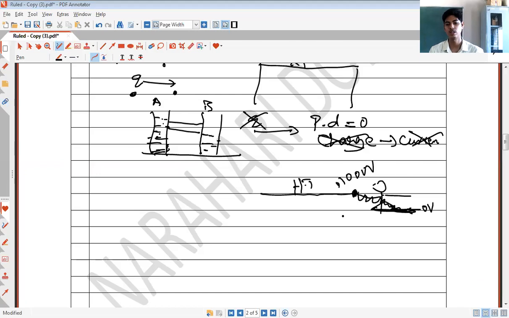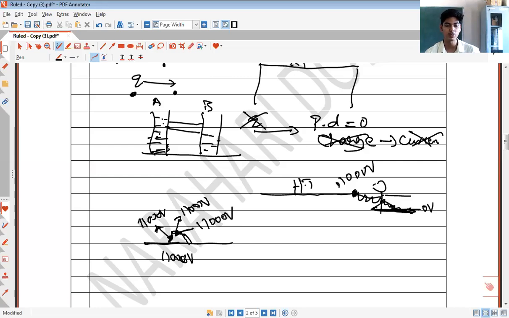The bird is not in contact with the ground. When the bird sits on the wire, the body of the bird will get at the potential of this wire. Ee wire the potential enadalla, ee body of the bird kuda ade potential ige hogutade. The body of the bird will be at a potential of 11,000 volts. If the high tension wire is at 11,000 volts, the body of the bird will also go at a potential of 11,000 volts. This point will be at 11,000 volts, and this point of the body of the bird will also be at 11,000 volts.